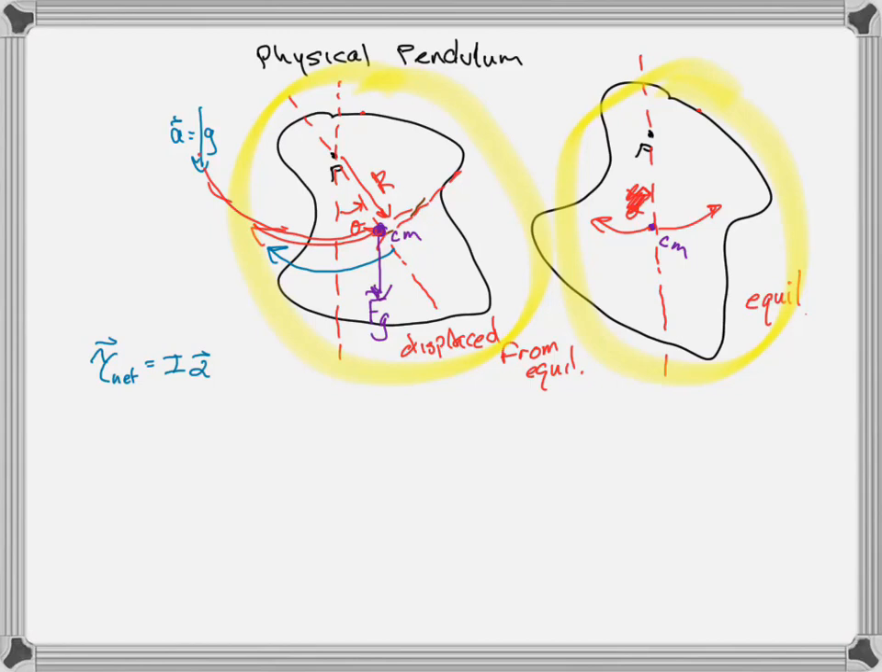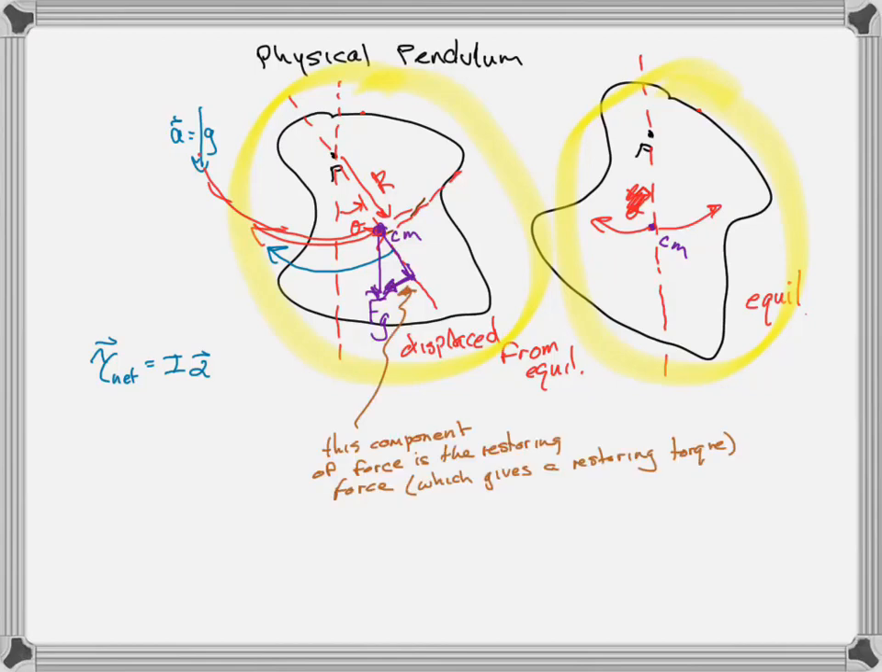Now, look at the gravitational force. The gravitational force has two components: a component which is parallel to the radius R, and a component which is perpendicular to the radius R, or tangential to the circle of motion. So the only thing that is going to move the squished marshmallow back towards equilibrium is the component of gravitational force pointing tangential to the motion. So the net torque is given by that component of force.